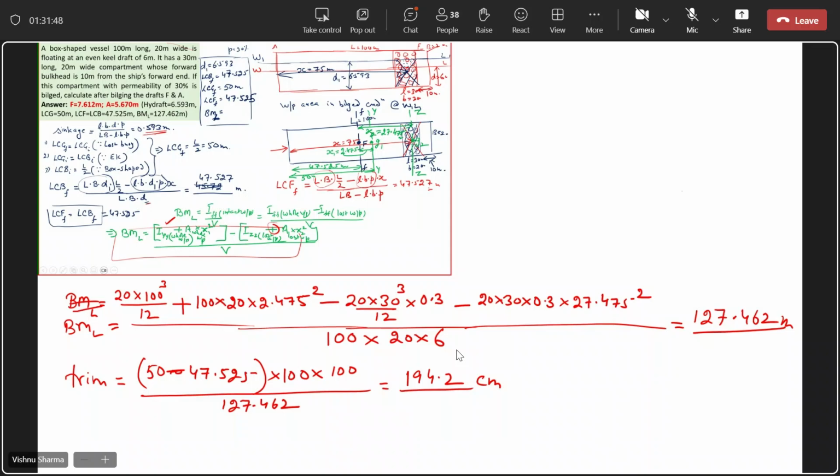If anybody has any question on calculation of trim, please let me know. And also tell me whether it is by head or stern. By head. Because LCG is greater. Okay. Everybody's good with this, guys? Yes or no? Guys, anybody stuck with BM calculation or trim? Please let me know. I'll wait.